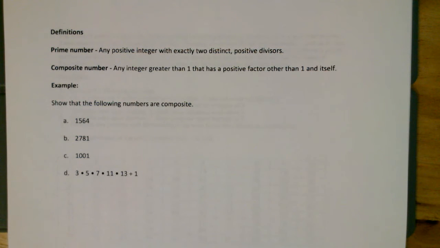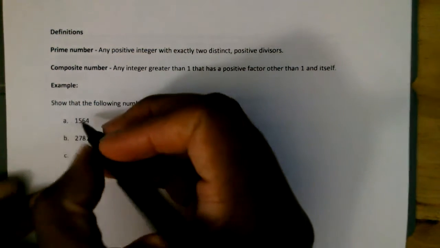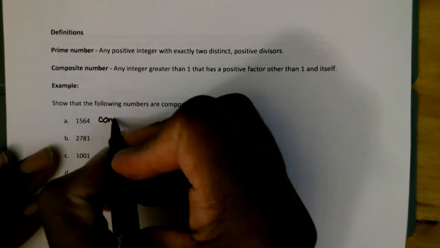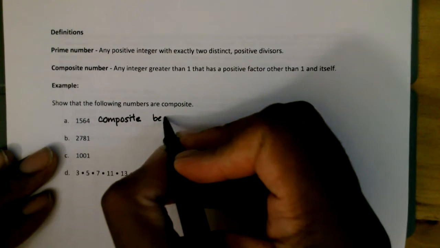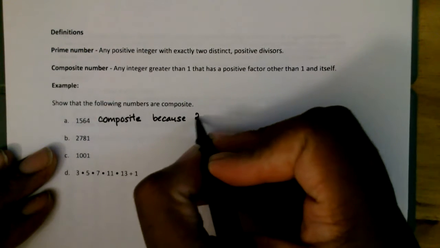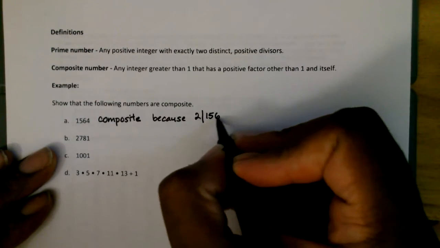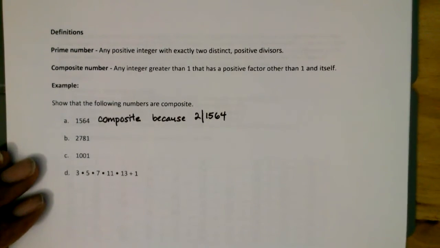In this example, we want to show that the following numbers are composite. Like the number 1564. It is composite because I know 1564 has to be divisible by 2, as an example. I can take 1564 and divide it by 2, and I get a number with a 0 remainder.